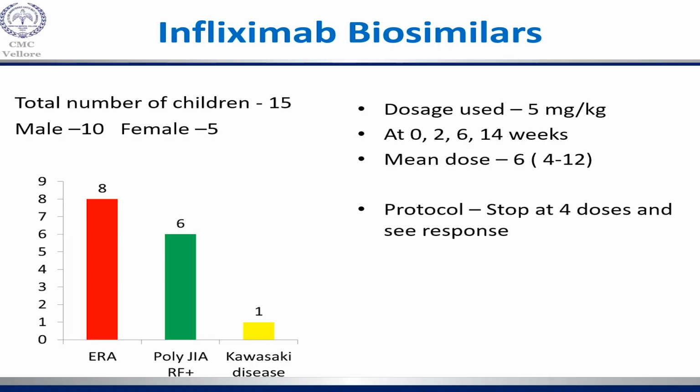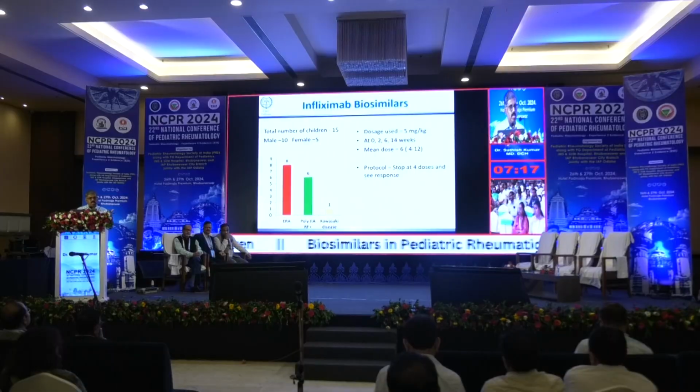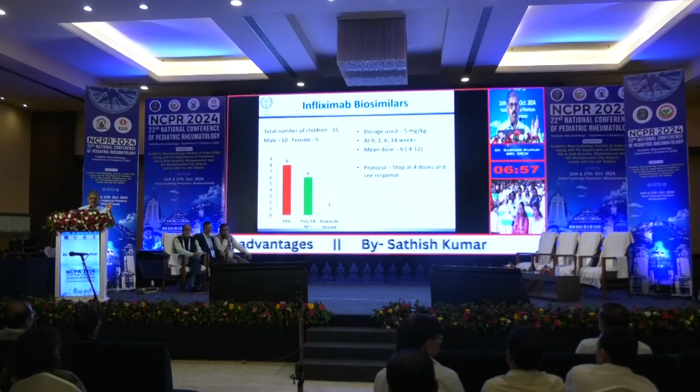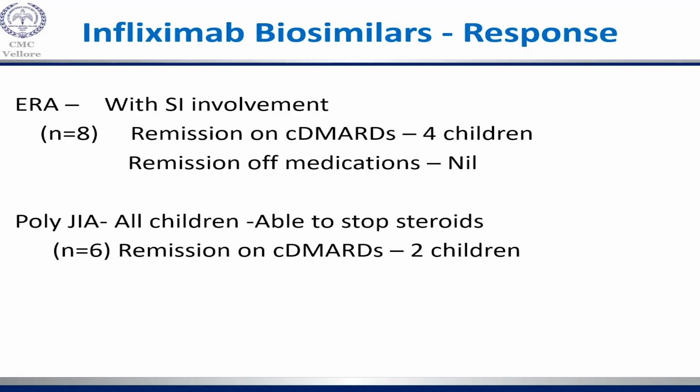Infliximab biosimilars we used in 15 children. This is all old. Earlier, nowadays we don't use infliximab biosimilars for long, because now we have adalimumab, which can be given subcutaneously. We used it in about 15 children, enthesitis-related arthritis, and the dosage we use is 5 milligrams. We try to give at 0, 2, 6 and 14. We try to give 4 to 6 doses and see how they are doing. Once they are better, we try to taper it and try to stop. So again, it works very well.